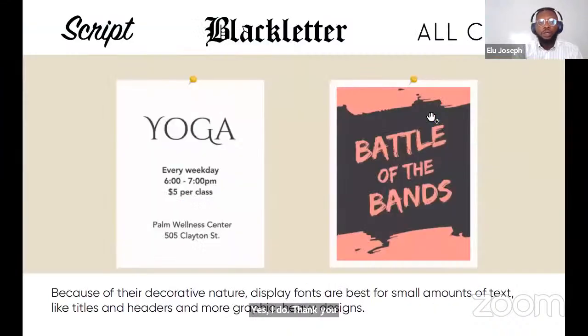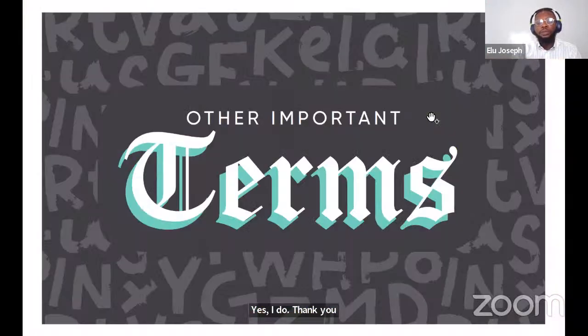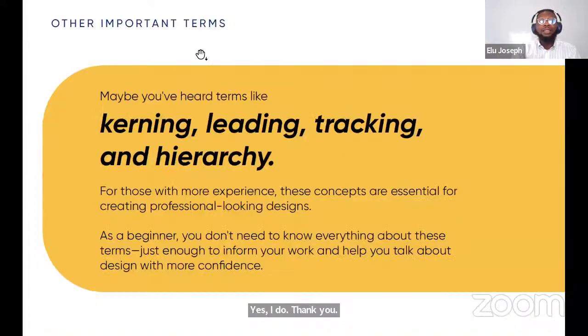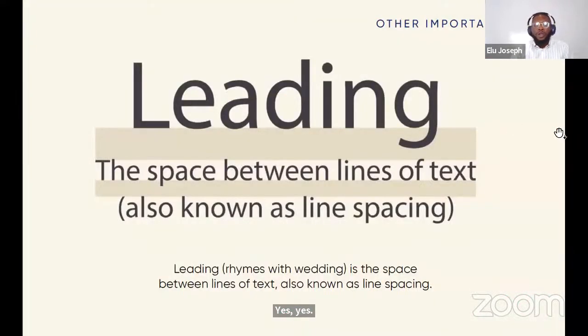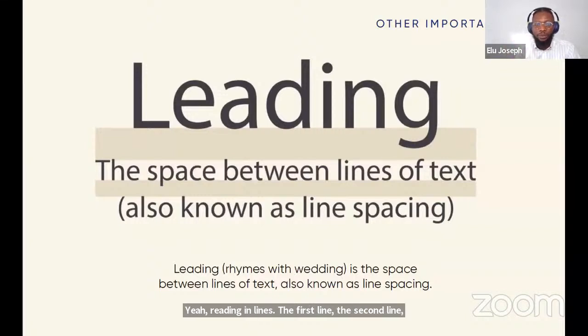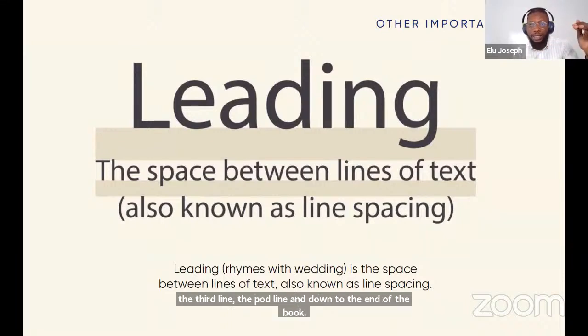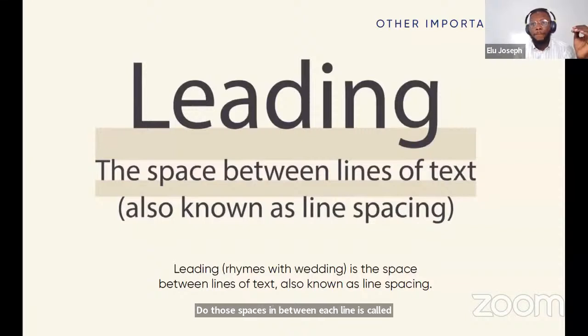Now for your second question, you talked about leading and tracking, right? Now, see this is the difference. When you're reading a book, you are reading in lines: the first line, the second line, the third line, the fourth line, and down to the end of the book. Those spaces in between each line are called leading.